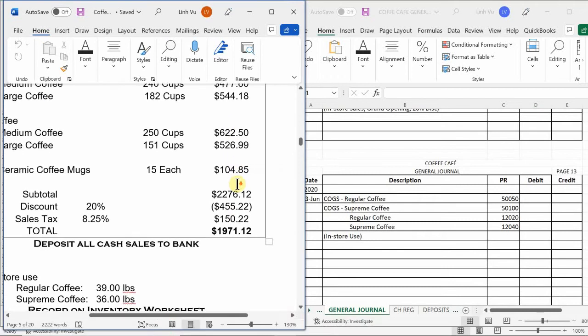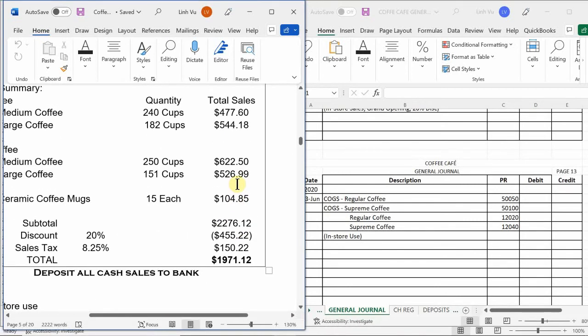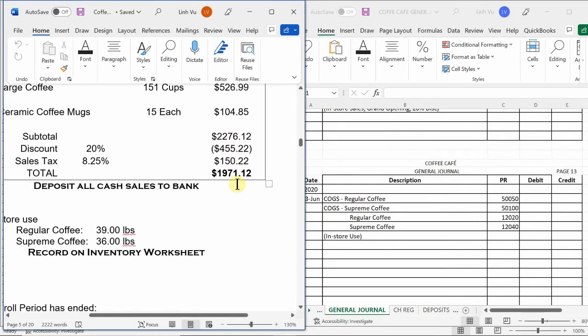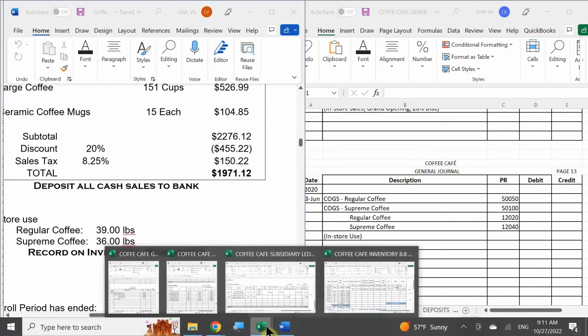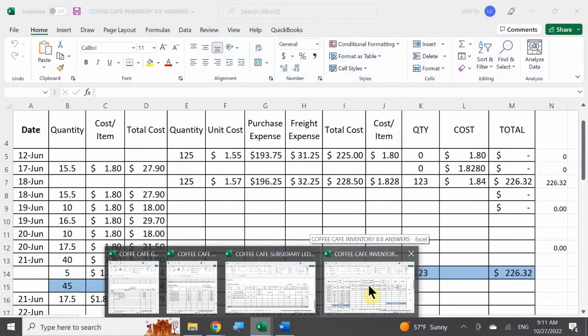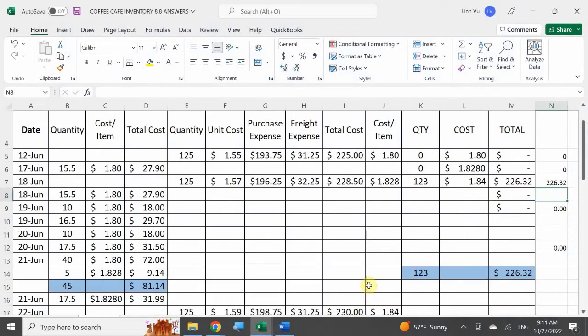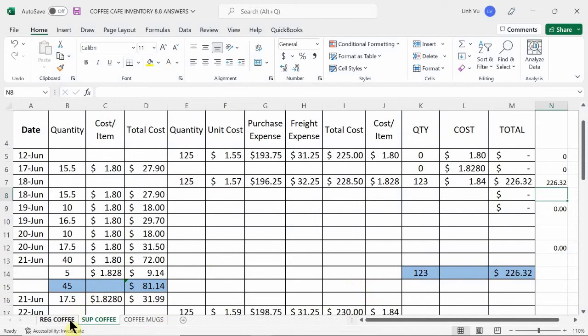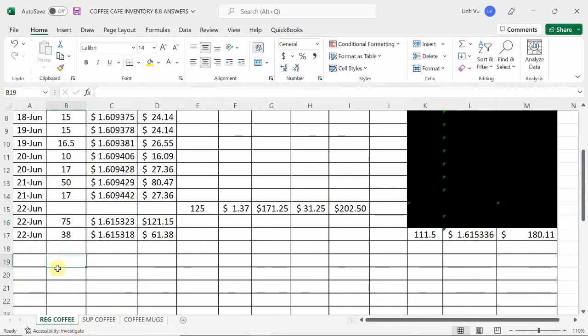So we made our bank deposit already. We recorded our sales. So the information they gave us was that to make the coffees, we end up using 39 pounds of regular coffee and 36 pounds of supreme coffee. Right. 39 pounds of regular, 36 of supreme. So we're going into our cost of goods. Yes. Inventory worksheet.